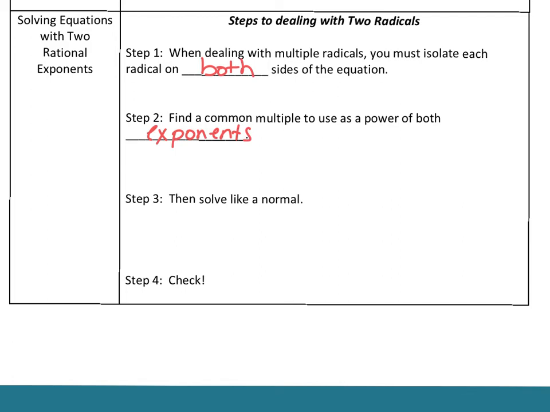Honestly, this one's not going to be super important today, so don't star it, just because on the quiz and on the test for this chapter, you're only going to be dealing with radicals that have the same on both sides, and I'll show you what I mean by that. But whenever you get into Algebra 3 or college algebra, then you might have to deal with the common multiple thing, but we're not going to have to deal with it this chapter. Okay, then you solve it like normal.